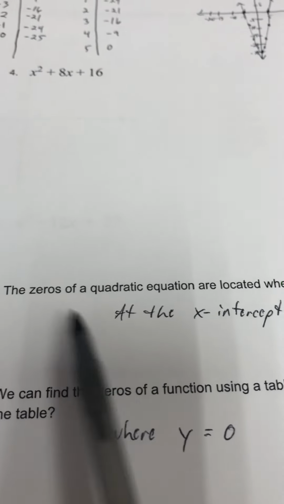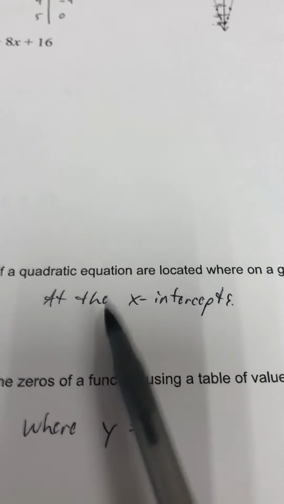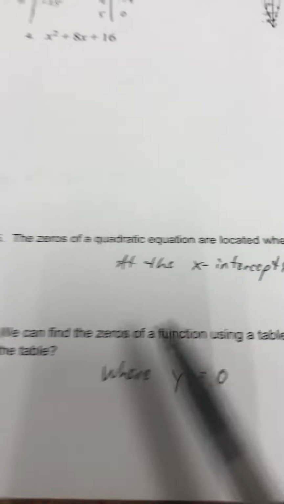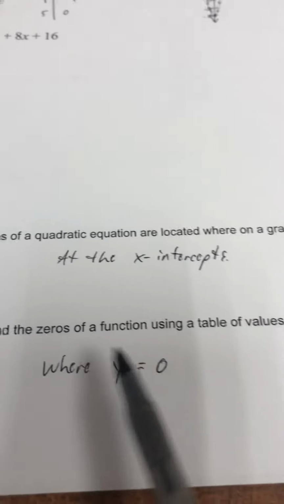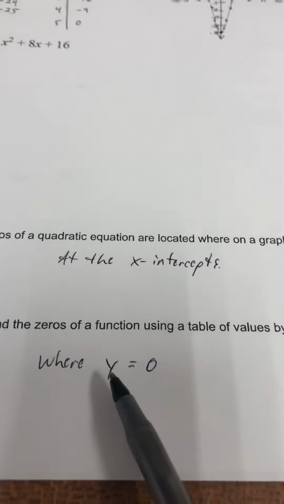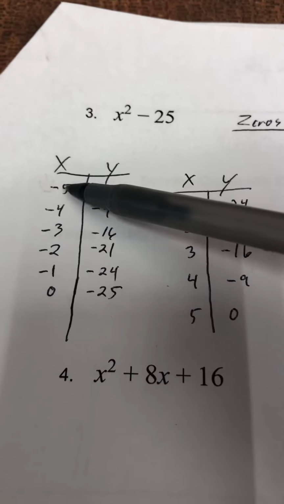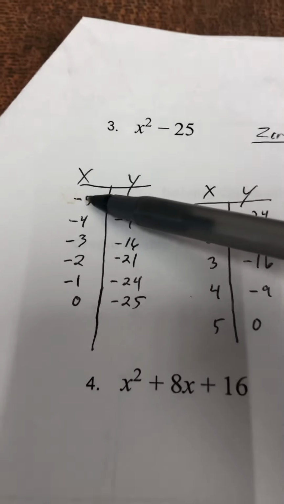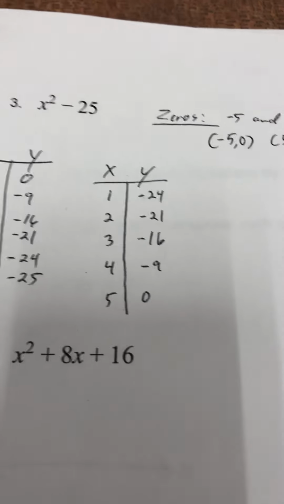Number 5, the zeros of a quadratic equation are located where on the graph? At the x-intercepts. And I went ahead and did number 6 too, just to help you guys out. We can find the zeros of a function using a table of values by looking for what in the table? Wherever y equals 0. So notice wherever y equals 0, that's my x-intercept, that's my zero. That's what they mean by zeros, where y equals 0.